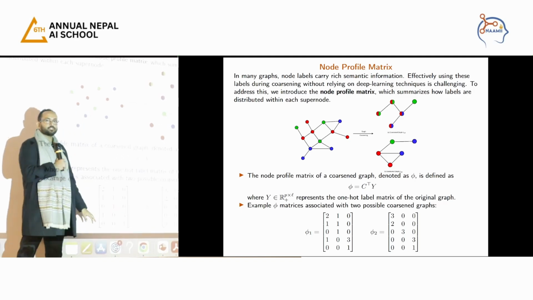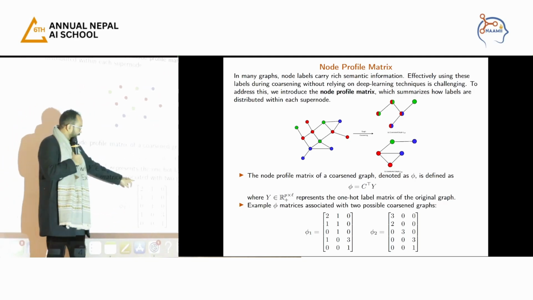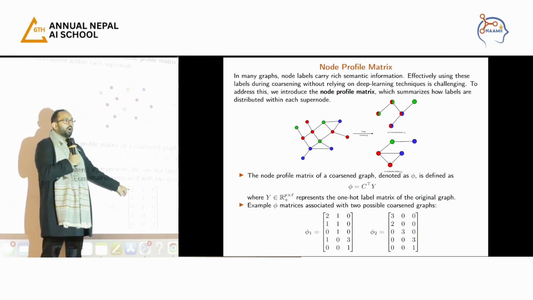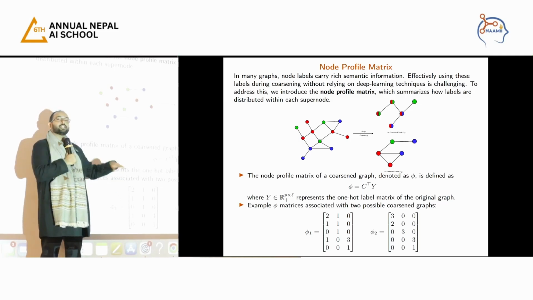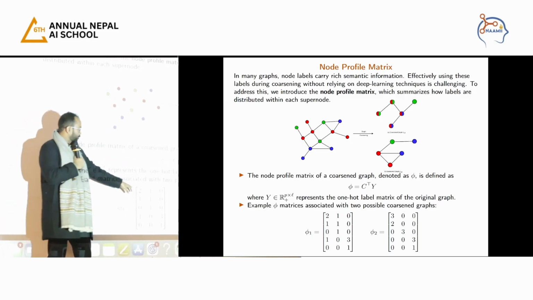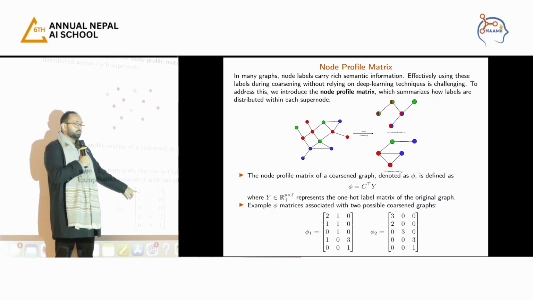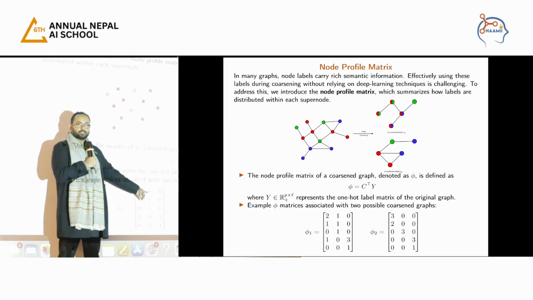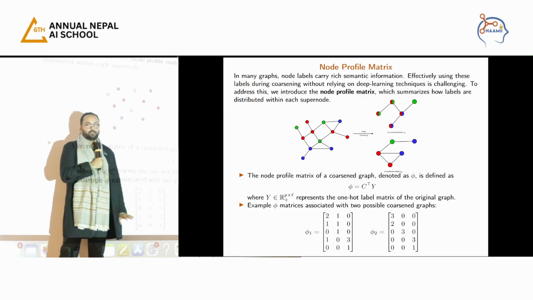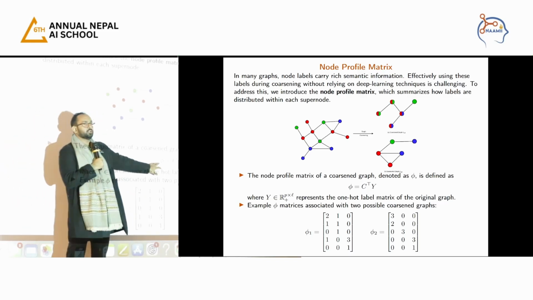So 5 super nodes and 3 labels. So the phi matrix will indicate what? In each super node, how many nodes of each class have been mapped. So 2, 1, 0 means in the first super node, 2 nodes of one class are mapped, 1 of another class is mapped, and 0 of the third. Then 1, 1, 0, 1. Right? So this phi will denote this.